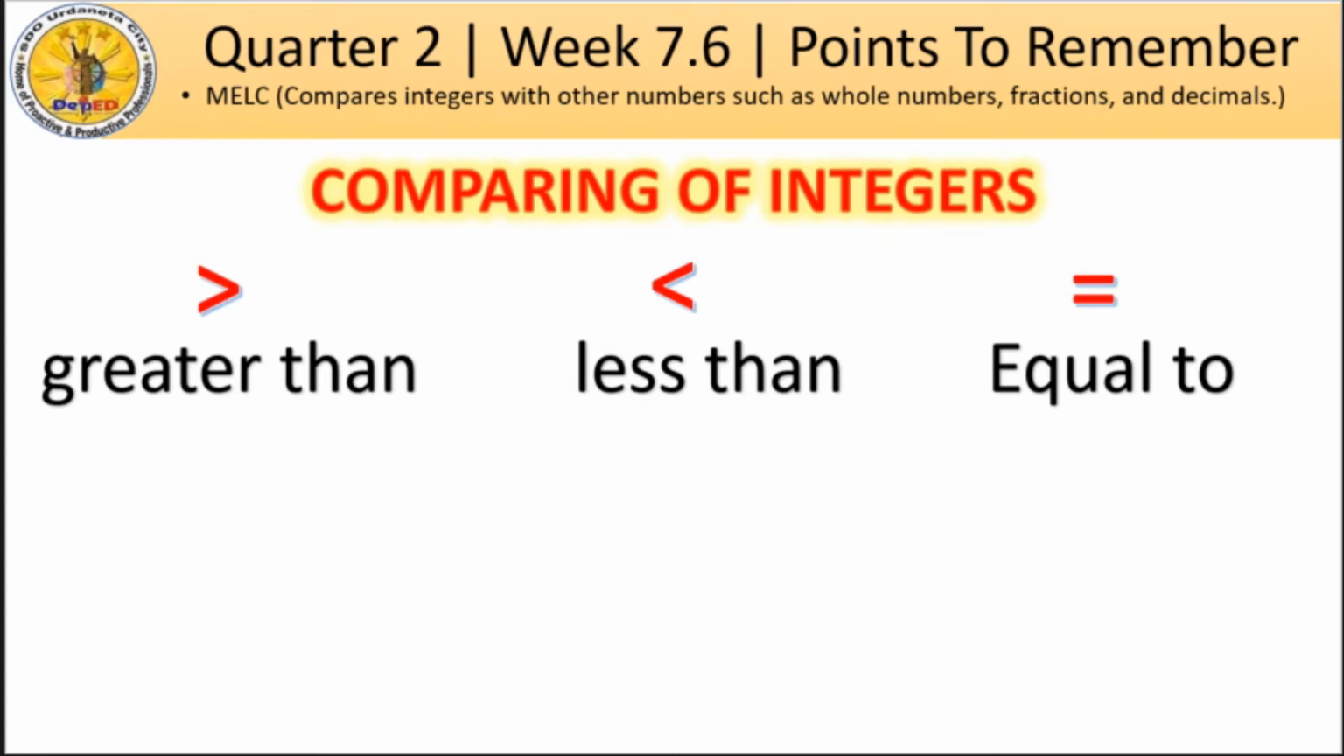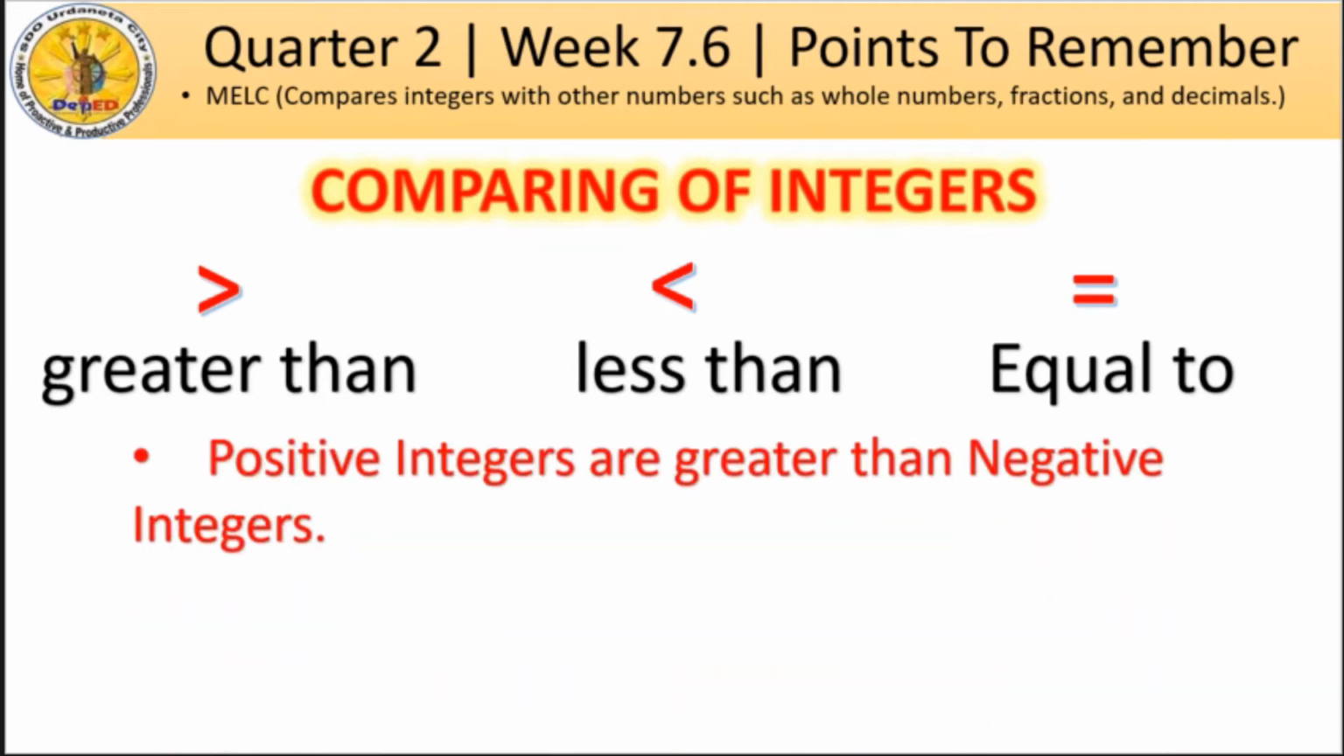Another rule in comparing integers. Positive integers are greater than negative integers. Example, if we compare negative 9 and positive 8, since negative numbers are less than positive numbers, then negative 9 is lesser than positive 8.